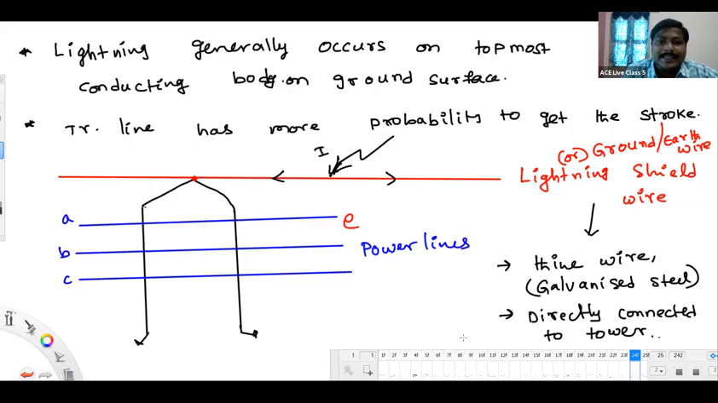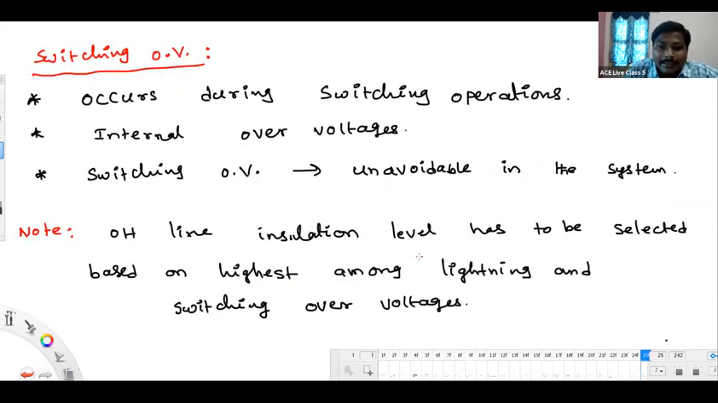So we have to design the overhead line insulation for the highest among indirect lightning over voltage and switching over voltage in the system. That's the reason why we have to consider the lightning over voltages also in the insulation level selection. You get it?